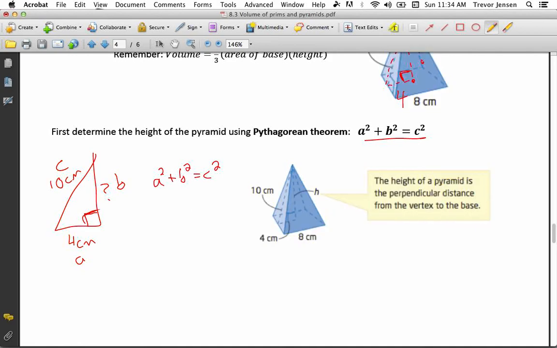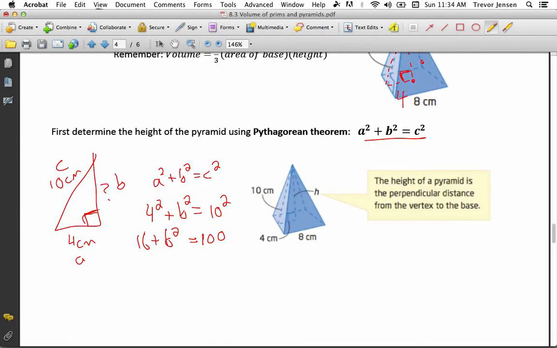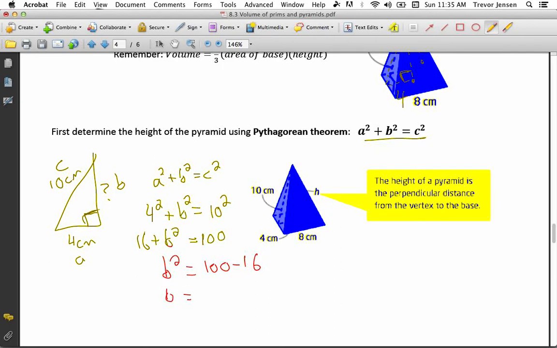So what I have to do is plug in the information I know. I know a is 4. I don't know b, and I know c is 10, so 10 squared. Now let's evaluate what we know. 4 squared is 16, and 10 squared is 100. Now I want to isolate b, to get b by itself so I can figure out the length of side b. That's what I'm looking for. So I'm going to move the 16 to the other side: 100 minus 16. If I take away 16 from 100, I get 84.